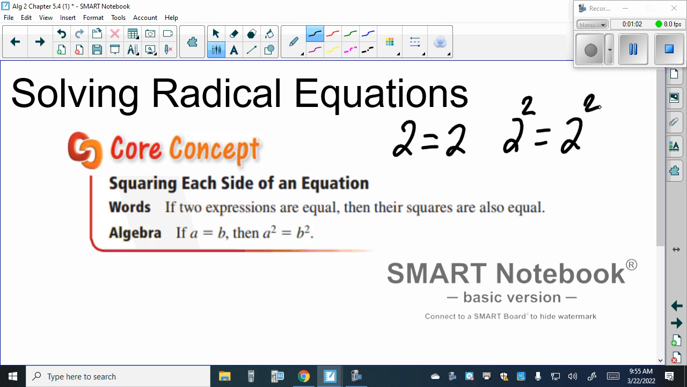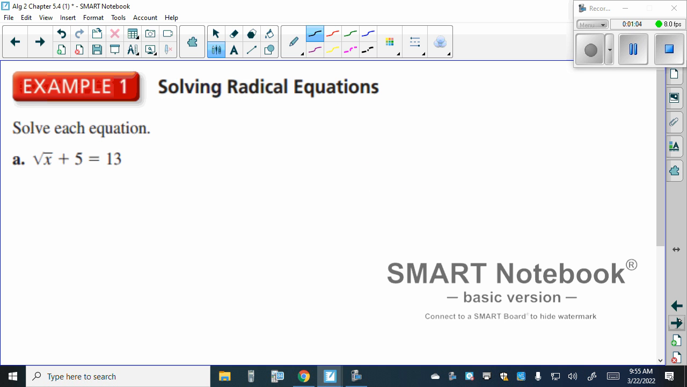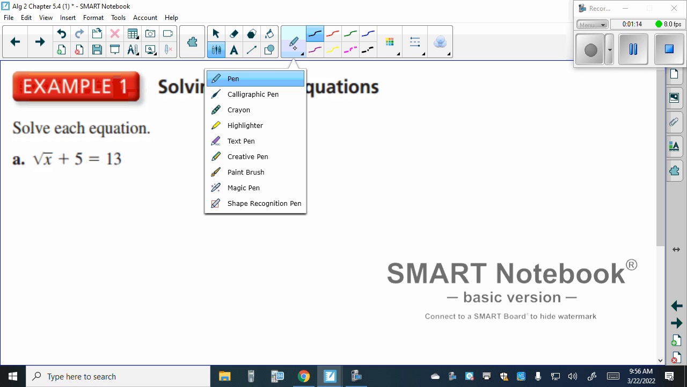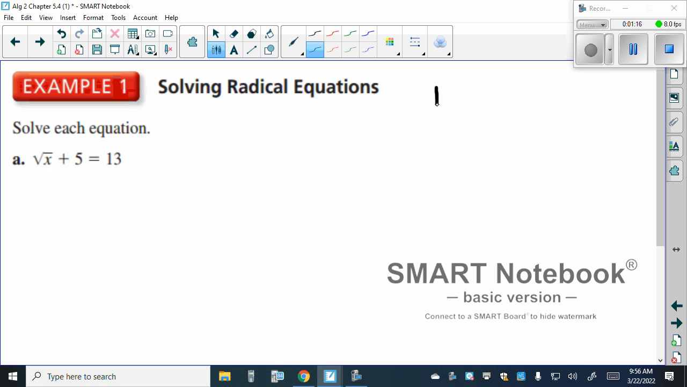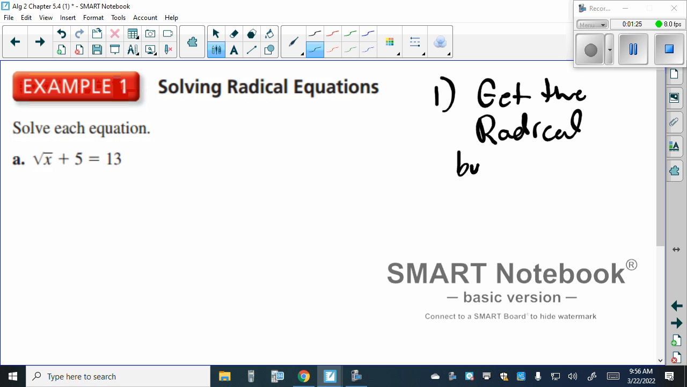And we can use that to solve radical equations. Because what we want to do when solving radical equations is really first to get the radical by itself. The first main thing we want to do in solving radical equations is get the radical by itself.